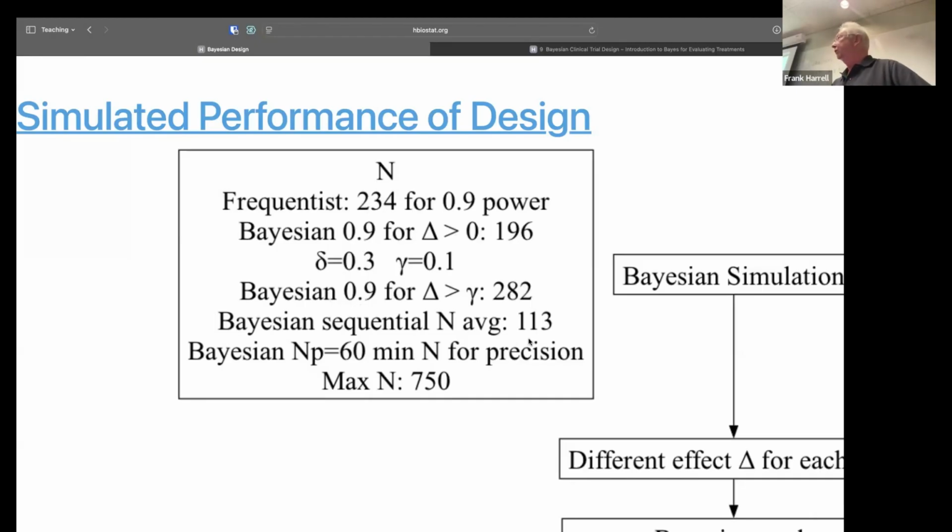But when you run the design, what did we find? Your average sample size is only 113. So you're actually bringing in a more stringent assessment, but because you're doing a lot of looks at the data, your sample size is half of what the frequentist design needed as a fixed sample size design if you were to use 234 as your sample size. Now, the calculation for the minimum N for precision was 60. We're going to go ahead and set a maximum N of way out there at 750.